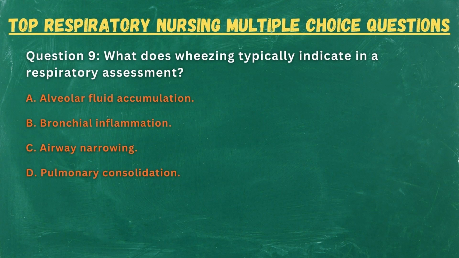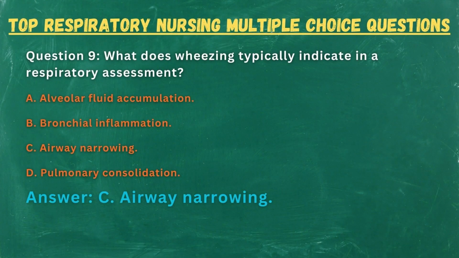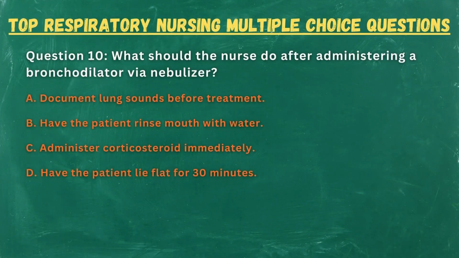Question 9. What does wheezing typically indicate in a respiratory assessment? A. Alveolar fluid accumulation. B. Bronchial inflammation. C. Airway narrowing. D. Pulmonary consolidation. Answer. C. Airway narrowing.